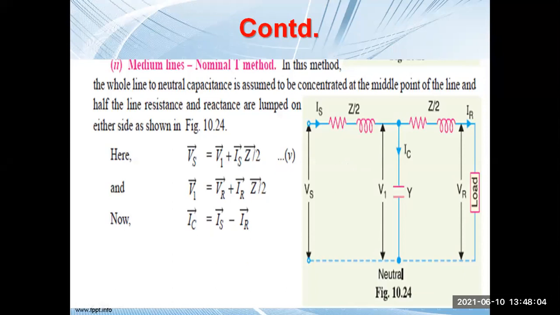We'll try with nominal pi. I'll derive nominal T. Please tell me. It may be wrong. It is nothing, no problem. But could you please try this one?